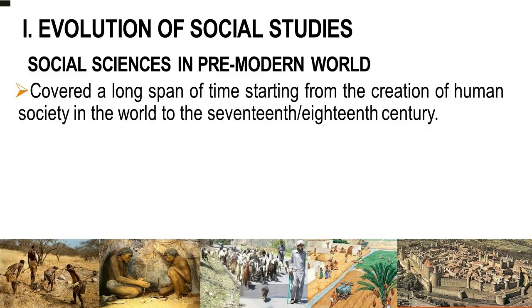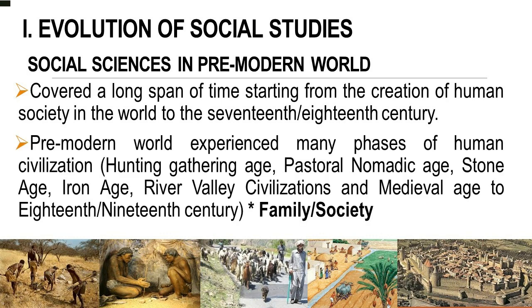Now, let us discuss the first subtopic, the evolution of social studies. Social studies in the pre-modern world covered a long span of time, starting from the creation of human society in the world to the 17th to 18th century. The pre-modern world experienced many phases of human civilization, ranging from the hunting-gathering age, pastoral nomadic age, stone age, iron age, river valley civilization, and medieval age to the 18th or 19th century.